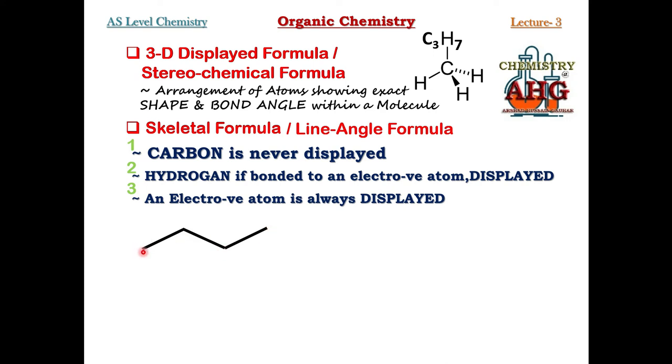This carbon has one single covalent bond, so it must be bonded to 3 hydrogens. This carbon has 2 single covalent bonds, so it must be bonded to 2 hydrogen atoms. This carbon is singly bonded to 2 carbon atoms, so it must also have 2 hydrogens.